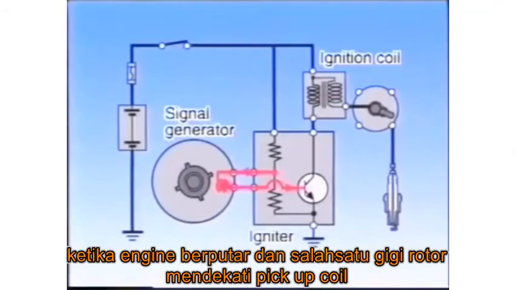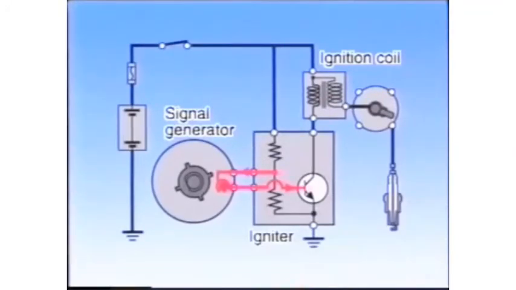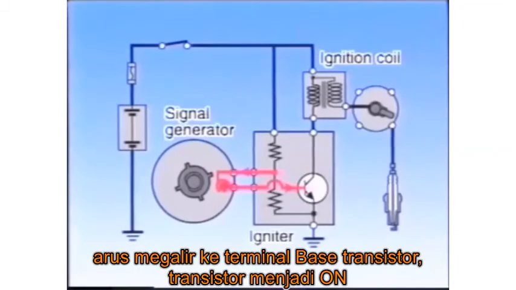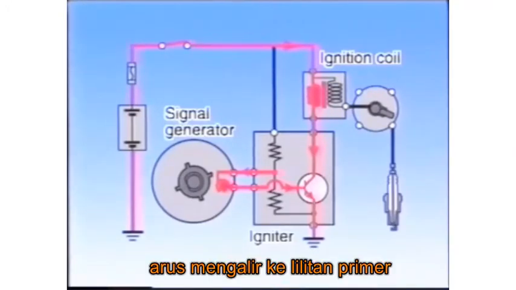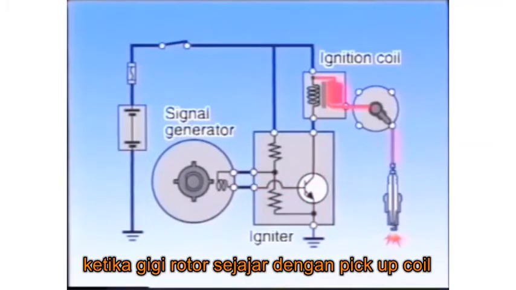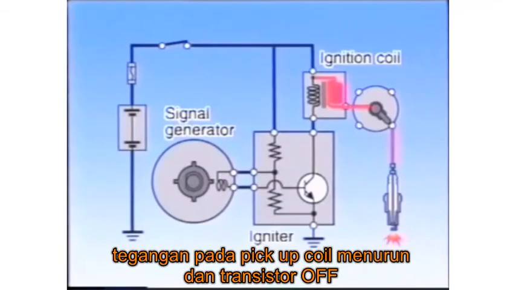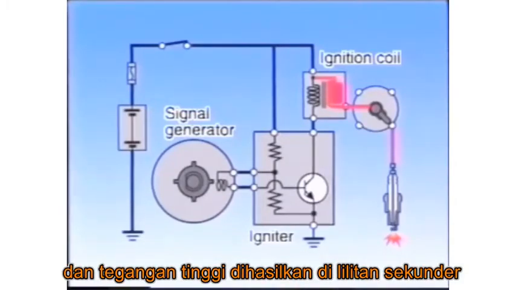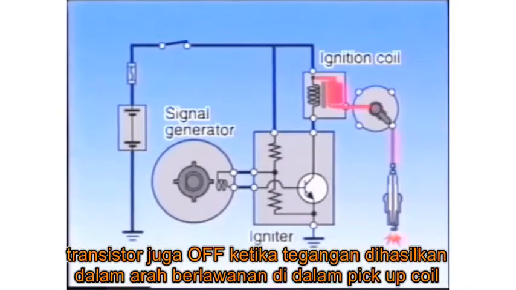When the engine is running and one of the signal rotor's teeth approaches the pickup coil, the voltage is generated in the direction shown in the diagram. The base current flows in the transistor, which switches on, and the primary current flows in the coil. When the signal rotor's tooth is aligned with the pickup coil, the voltage generated in the pickup coil decreases and the transistor is turned off. This cuts off the primary current and generates a high voltage in the secondary coil. The transistor is also turned off when the voltage is generated in the opposite direction in the pickup coil.